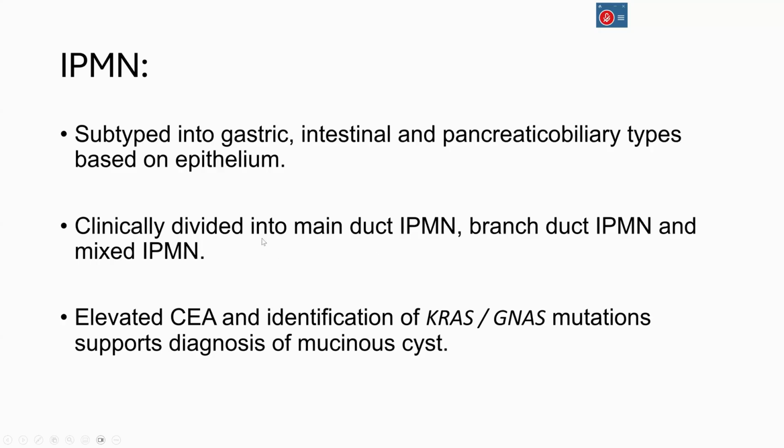Clinically and radiologically, you have characteristic CT or MRI scan details showing whether the main branch or the side branch is involved. And you can even do KRAS and GNAS mutation studies on the cyst fluid analysis. I think it's PCR sort of testing on that.